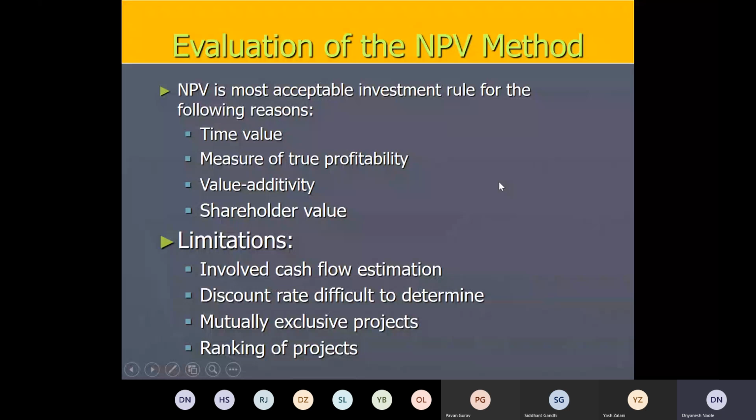Yeah, so we'll continue with our discussion on various capital budgeting techniques. Last time we had seen the payback method, which is the simplest type of capital budgeting technique, where we try to stress on recovering the investment as early as possible.